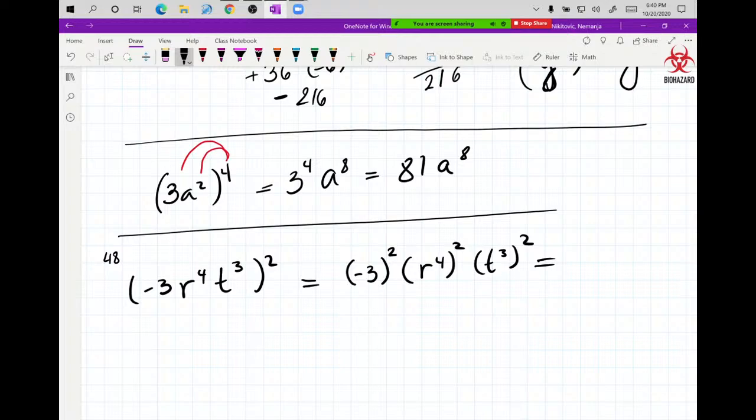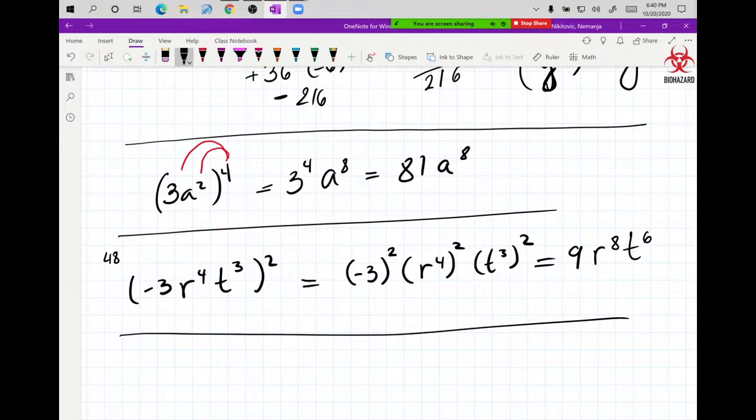And now they all have their own parentheses because none of them was single like earlier when we just had x, right? They all have something happening. So now -3 times -3 is +9. And then we have r to the 8, and as you said, t to the 6, because 4 times 2 is 8, and 3 times 2 is 6. Cool.